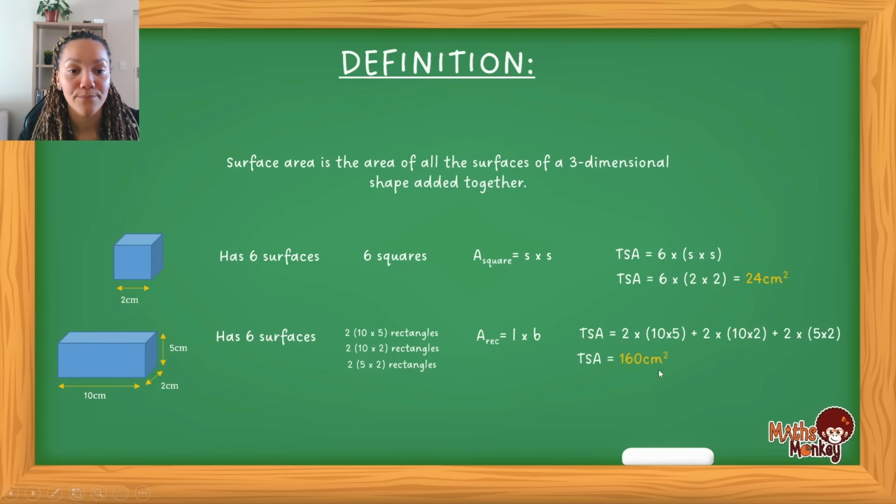So all of that together then gives me 160 centimeters squared. Again, take note from my previous video where I explained the difference between perimeter and area. Area is always in units squared, and that goes the same for surface area. The only difference between normal area and surface area is that normal area is calculating the area of a two-dimensional shape, so that will be just one square or just one rectangle, and surface area is looking at the area of a three-dimensional shape. So that's why we've got a cube and a rectangular prism here.